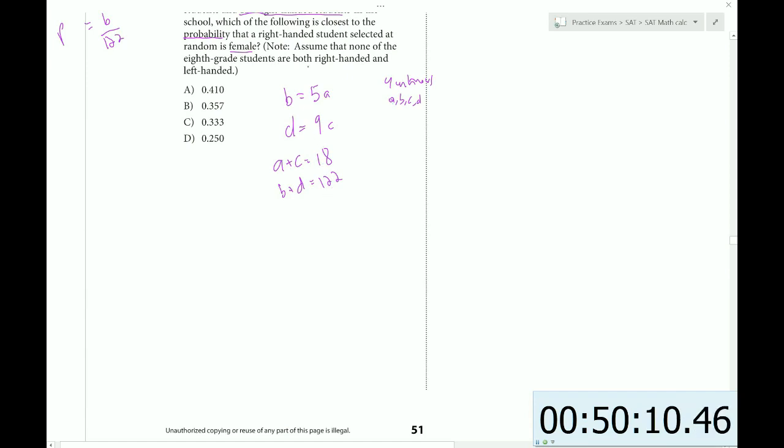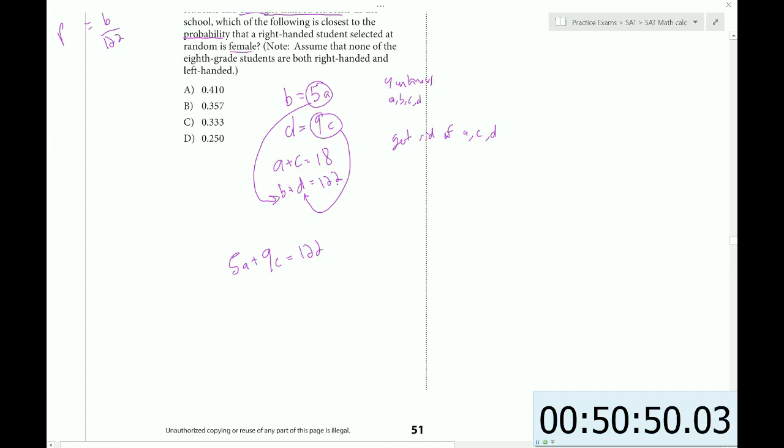So let's see. Since we want to solve for B, that means we want to get rid of A, C, and D. So the best way to get rid of variables is to plug in for those variables. So the first step that I'm going to do is to get rid of B. I'm going to plug 5A in wherever I see B. Sorry. So that's going to go in here. So I end up with 5A plus D. And I also want to get rid of D, so I'm going to plug this in for D. Okay, 9C.